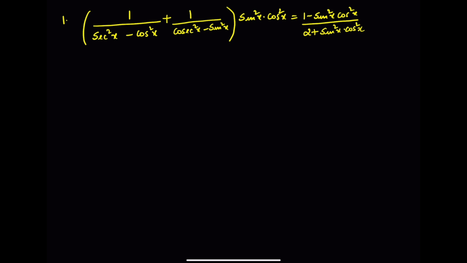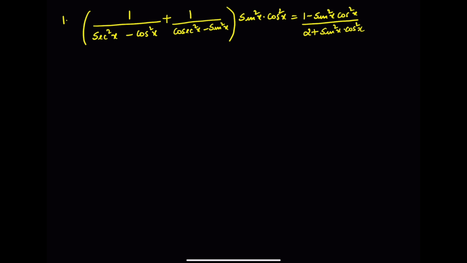So here, in the first one, we have to prove that 1 by secant square x minus cos square x plus 1 by cosecant square x minus sin square x, times sin square x cos square x, is equal to 1 minus sin square x cos square x divided by 2 plus sin square x cos square x. So if you notice the right hand side, we only have sin square x and cos square x.